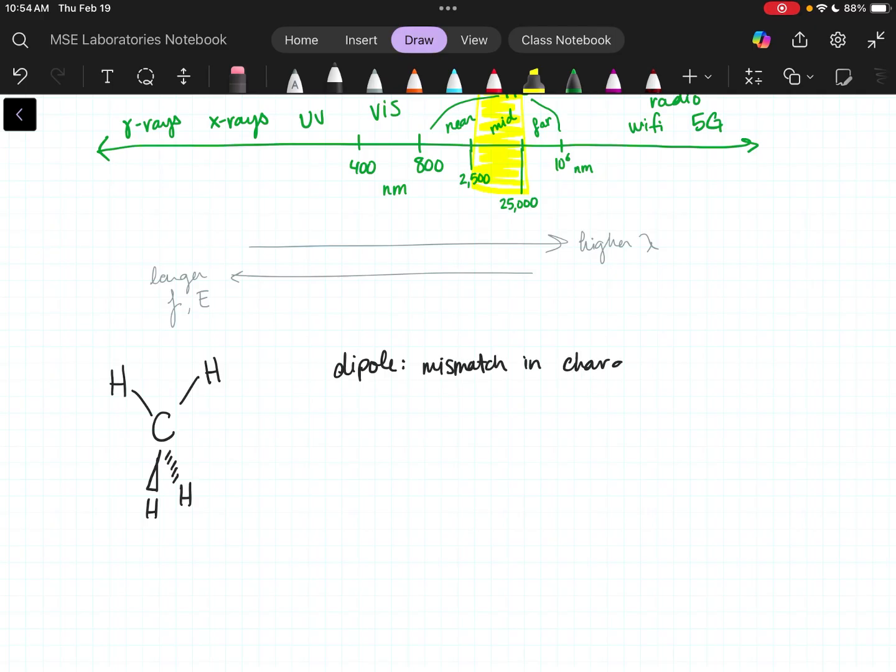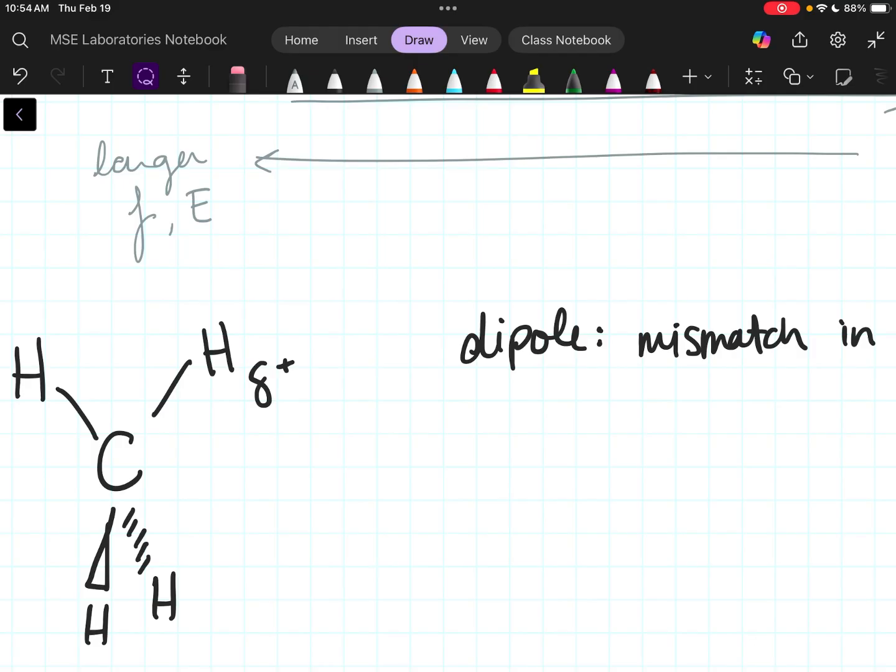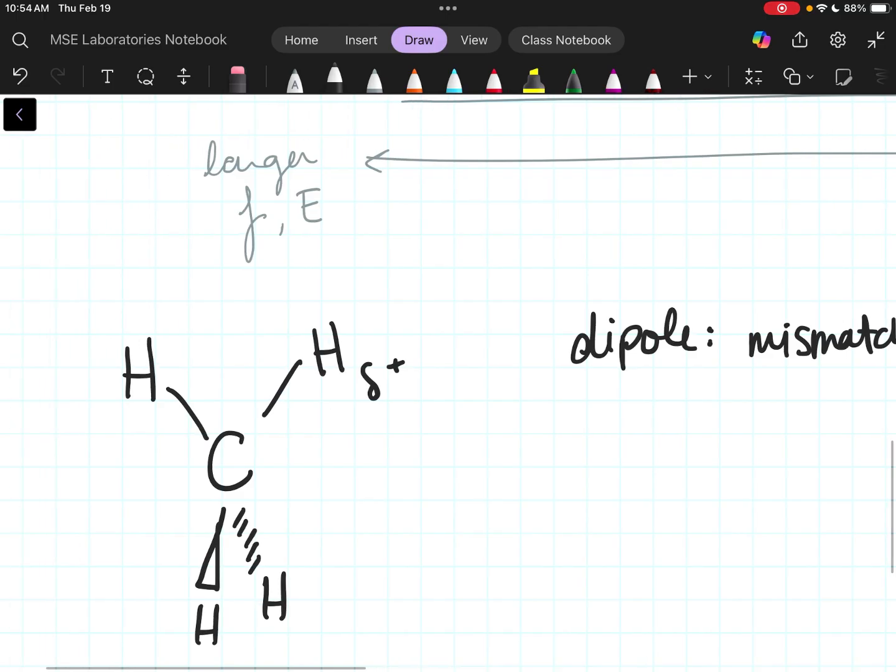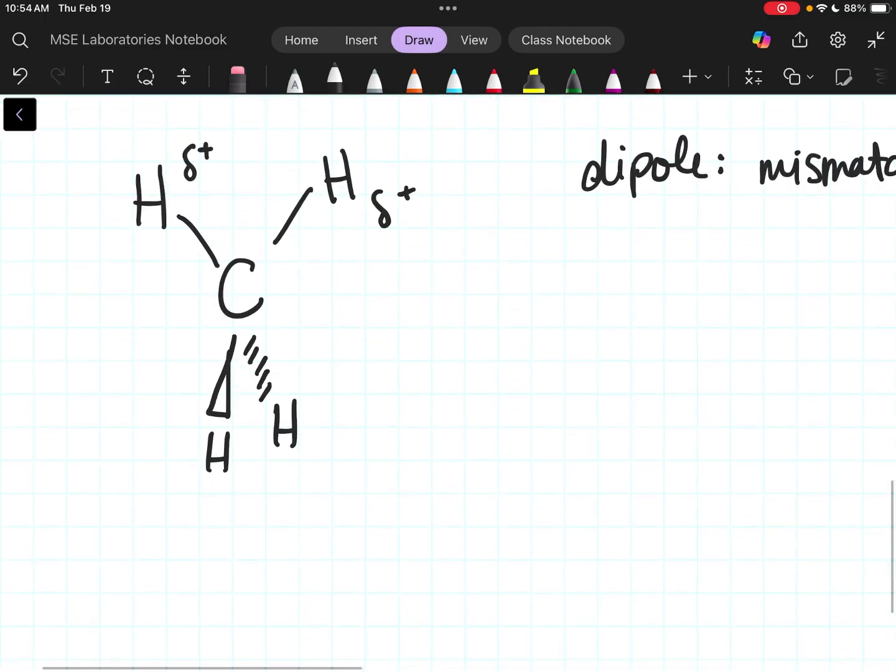And this carbon and hydrogen bond has a dipole. A dipole is a mismatch in charge. Hydrogen very much prefers to not have electrons. And so we draw this little, I'm pretty sure it's a delta, but the lowercase, not the triangle version of the delta. And we put a little positive next to it. And that's true of all of our hydrogens. They all have this little positive dipole.